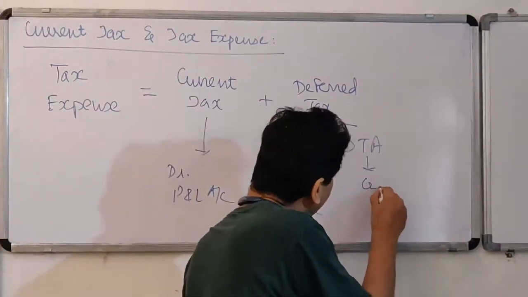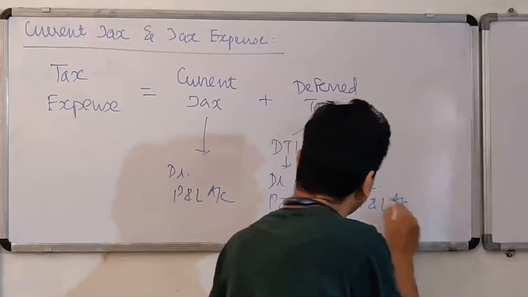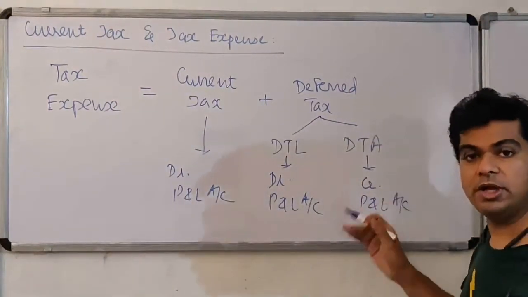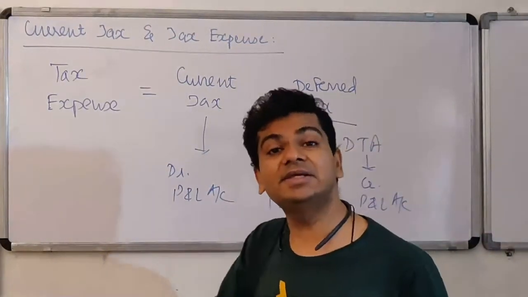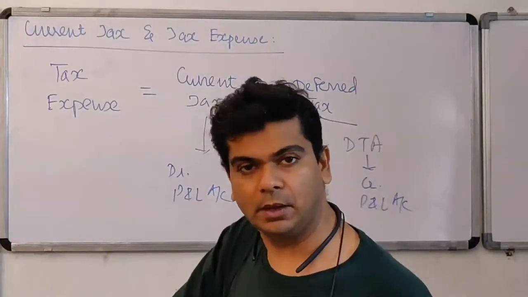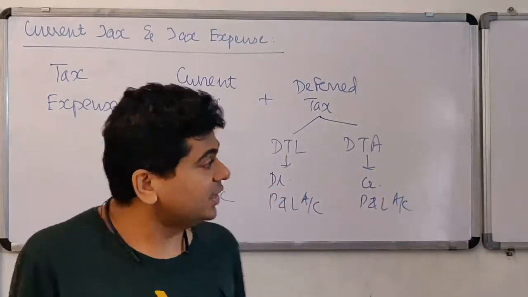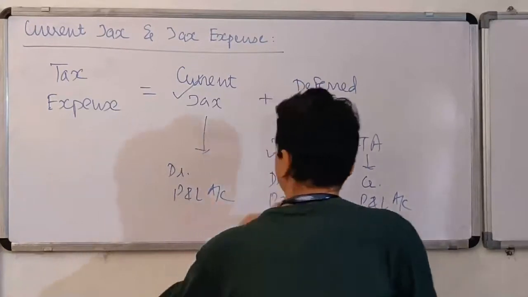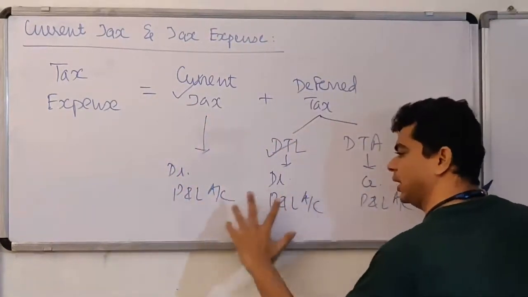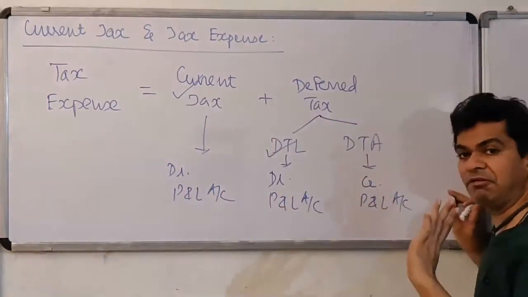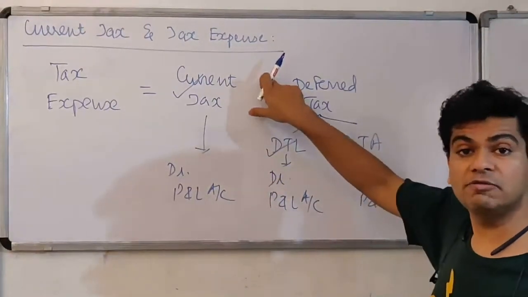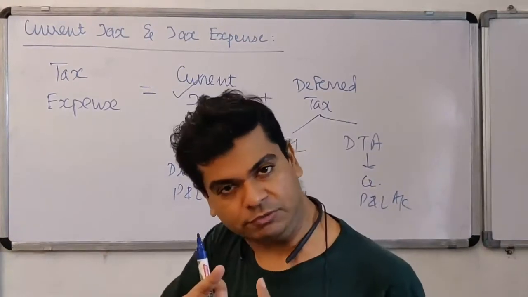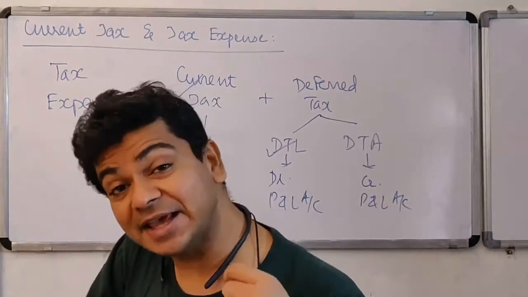But for DTA, you will be crediting the profit and loss account. My accounting entry for DTA will be DTA account debit to profit and loss account. So P&L is getting credited over here. Why am I discussing this? If you have current tax and deferred tax liability, both will be debited to the profit and loss account. Then this total will be positive. If the total of tax expense is positive, we will consider that to be tax expense.